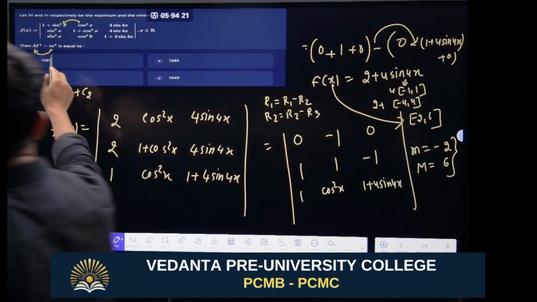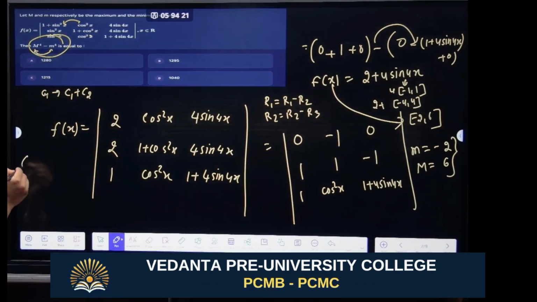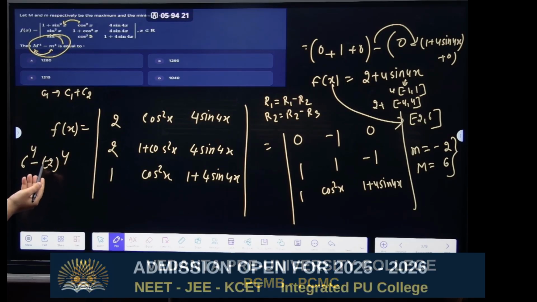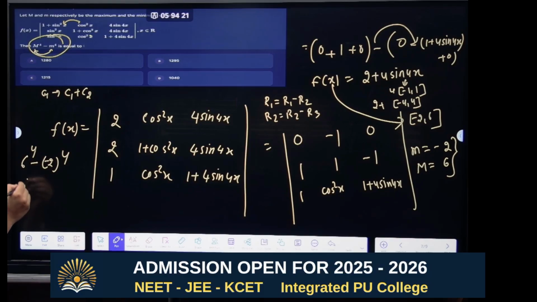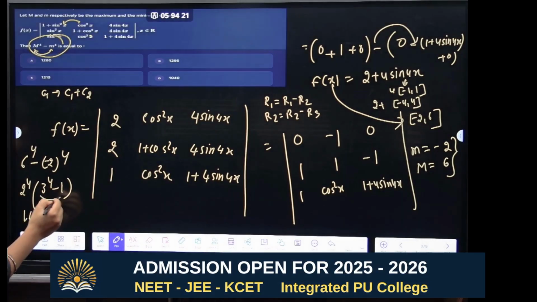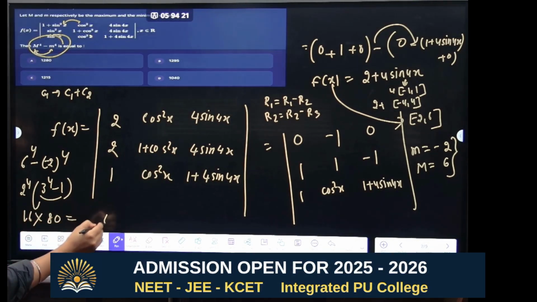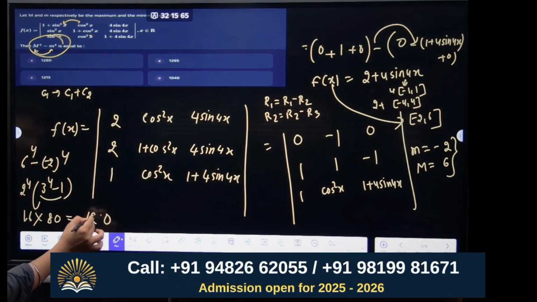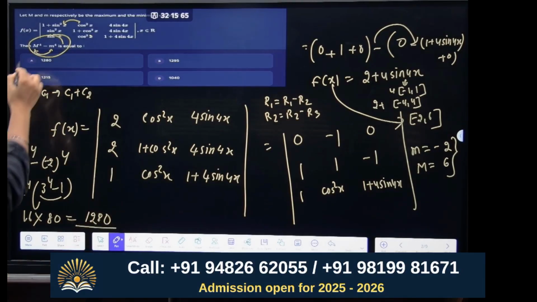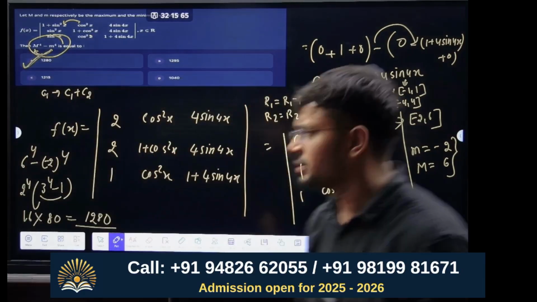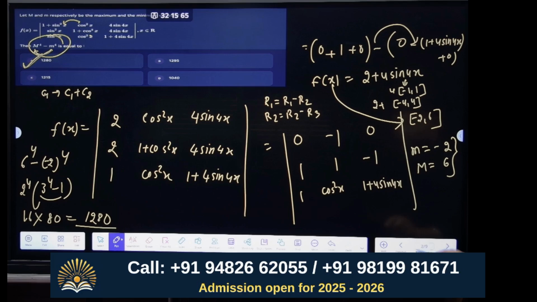Now solve this expression. So this is going to be 6 to the power 4 minus minus 2 to the power 4. Negative to the power 4 is an even power, so this becomes positive. And here I can take 2 to the power 4 common. So this will be 3 to the power 4 minus 1. This is 16, this is 80. So 16 times 80 is 1280. So the answer will be 1280, Option A. So simple question.